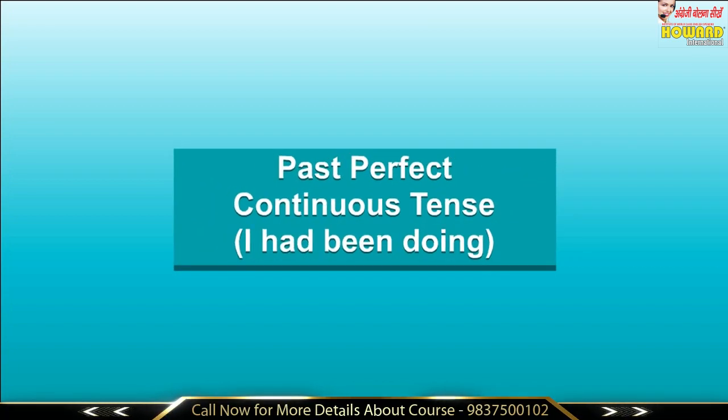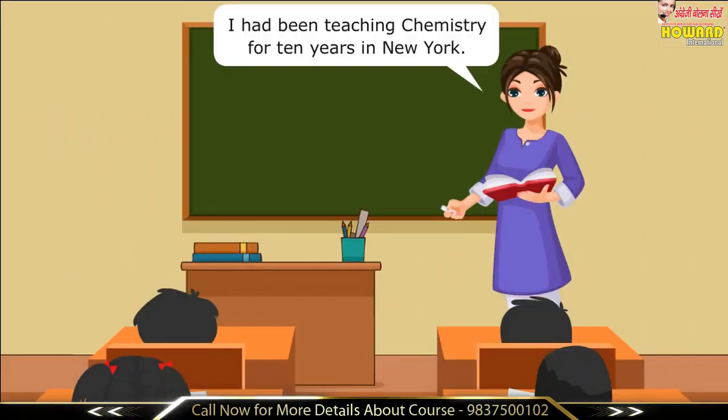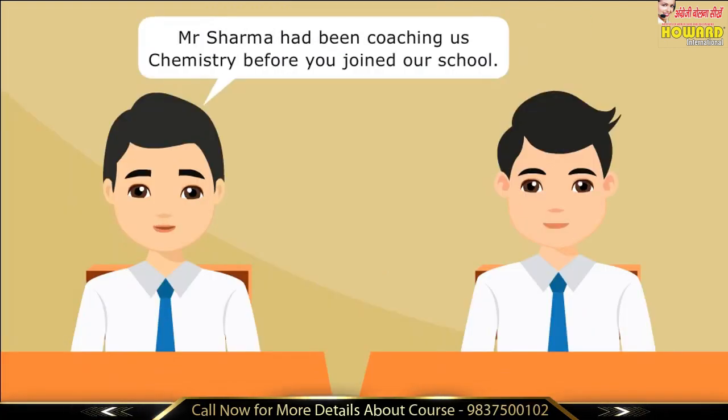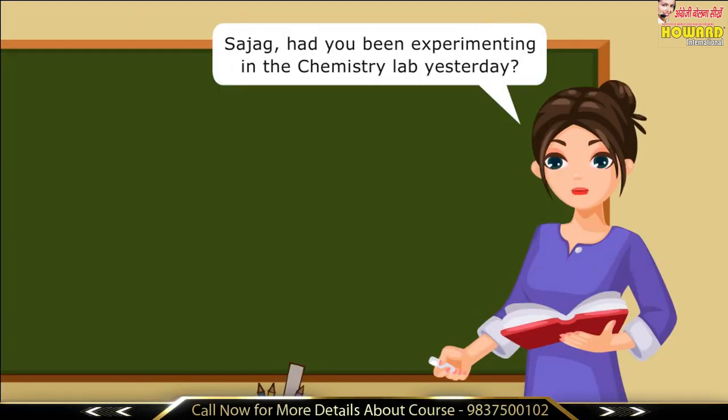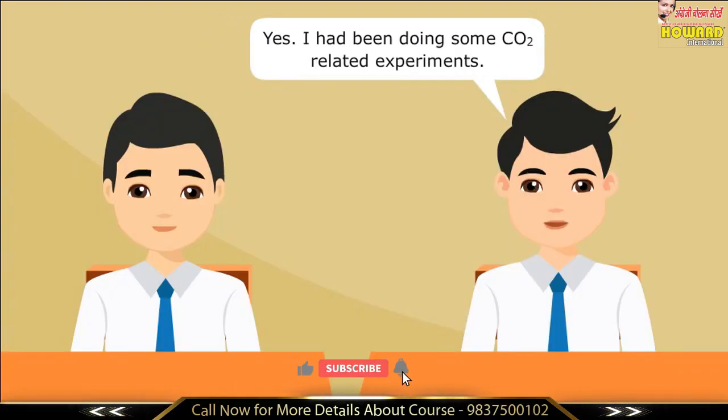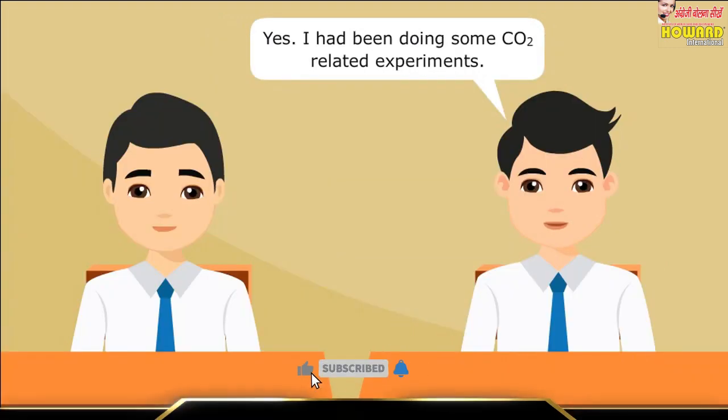Past perfect continuous tense. I had been doing. I had been teaching chemistry for 10 years in New York. Mr. Sharma had been coaching us chemistry before you joined our school. Sajag, had you been experimenting in the chemistry lab yesterday? Yes, I had been doing some CO2 related experiments.